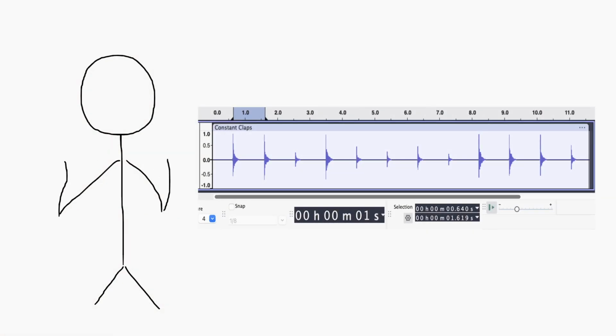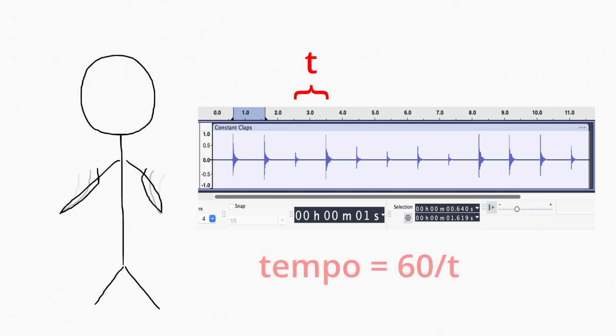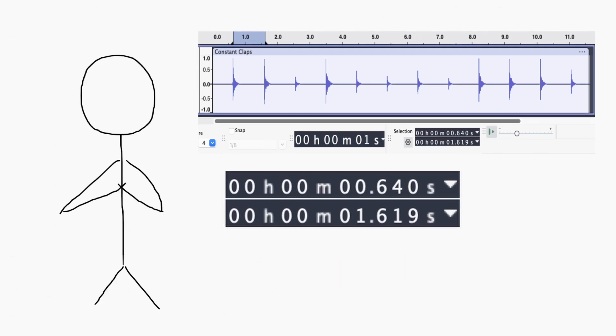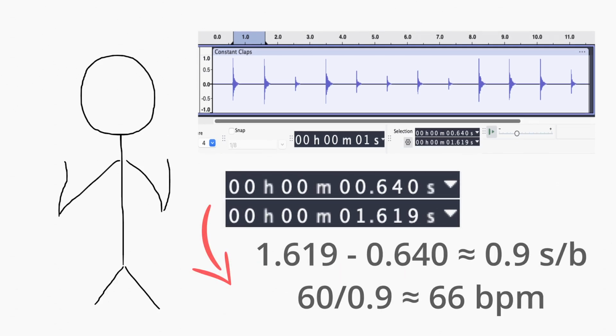For constant claps, that's pretty easy. Whenever we clap, we get a big spike in volume. We can take each of those spikes, find the average time between them, and from there calculate the tempo. Analyzing my own clapping, you can see that each clap has just about 0.9 seconds between them. So that's 1 beat per 0.9 seconds, just about 66 beats per minute. Beats per minute, or BPM, is just the standard unit for tempo.